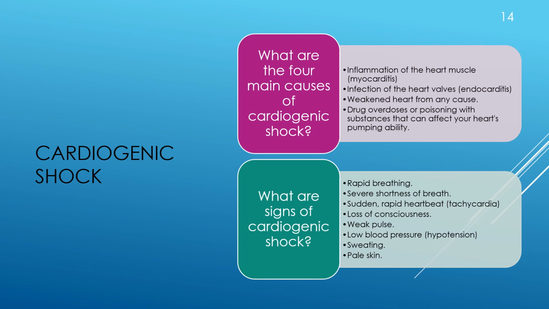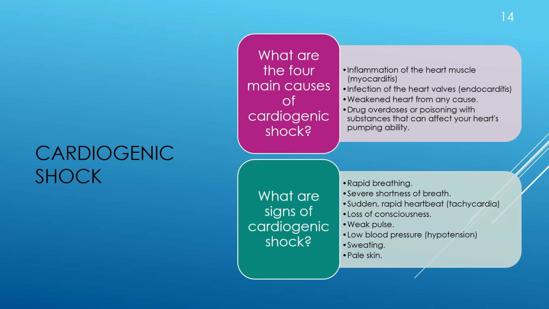The next type of shock we're going to talk about is cardiogenic shock. You might ask, what are the main causes of cardiogenic shock? It could be inflammation of the heart muscle, commonly known as myocarditis. It could be infection of the heart valves, endocarditis. It could be a weakened heart from any cause. You can have heart disease, congestive heart failure, coronary artery disease, anything like that. It could be drug overdose. It could be poisoning. All of these things can impact the heart and cause cardiogenic shock.